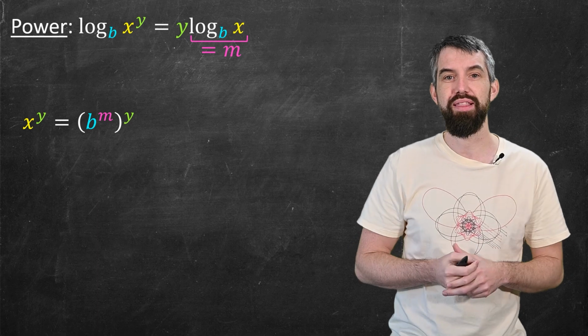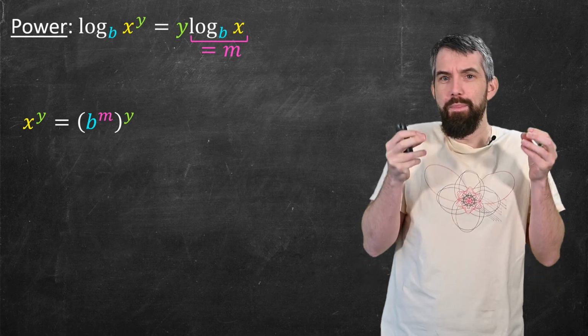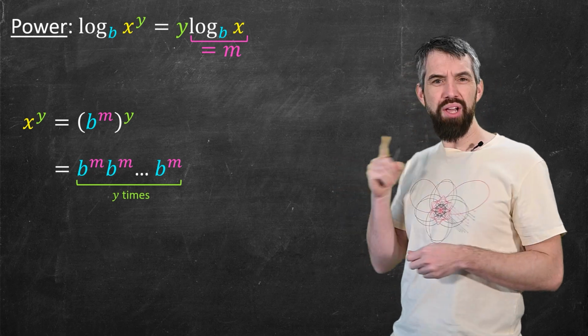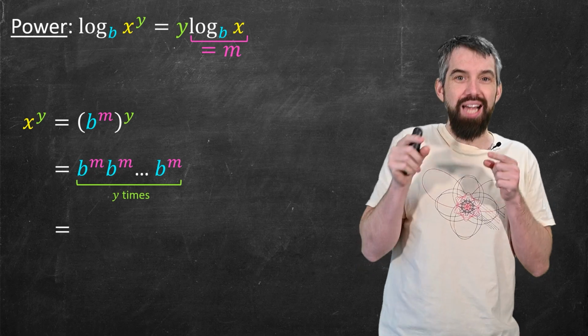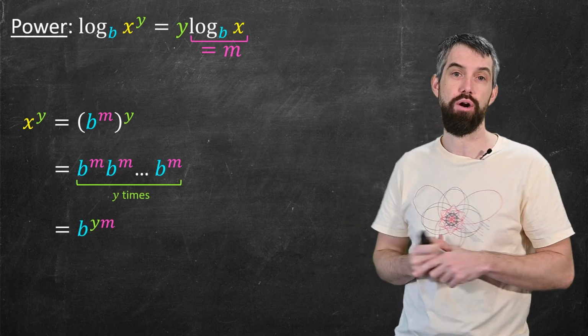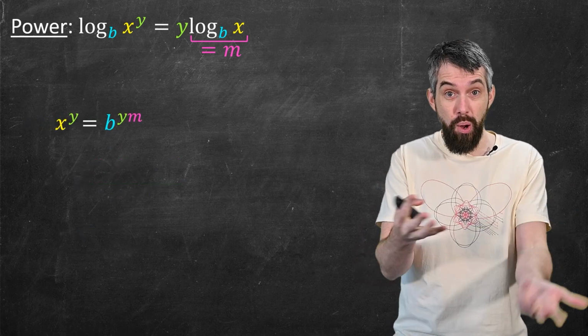Okay, again, I'll motivate this with positive integers here. B to the m to the y is just like a bunch of b to the m's all multiplied together. There's y copies of b to the m. So that's the same thing as saying that there's y times m copies of b. This is b to the y times m, and that's our general rule. I've used a rule about exponents.